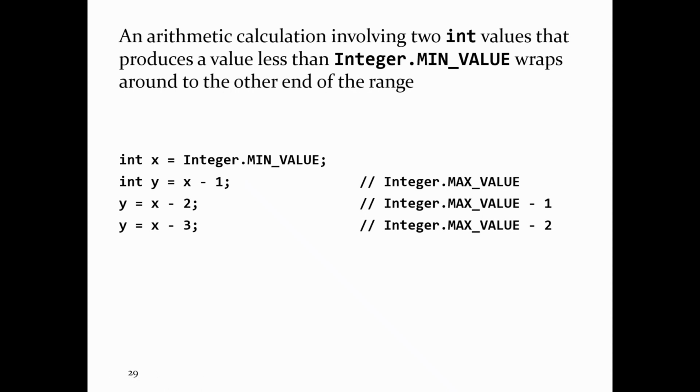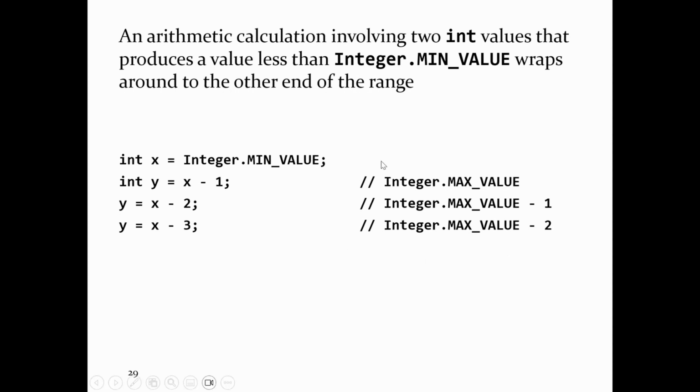The same thing happens if you compute two values and the result ends up being less than min value. If I start at min value and subtract 1, it just wraps around. Starting at min value, if I subtract 1, it comes around and goes back to your max value. If I subtract 2, that goes to max value and then you subtract 1, so that becomes integer max value minus 1. And x minus 3 is integer max value minus 2.